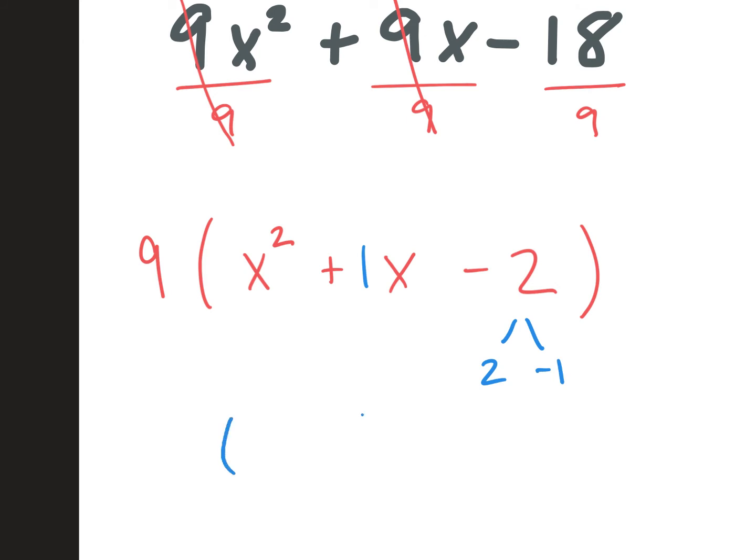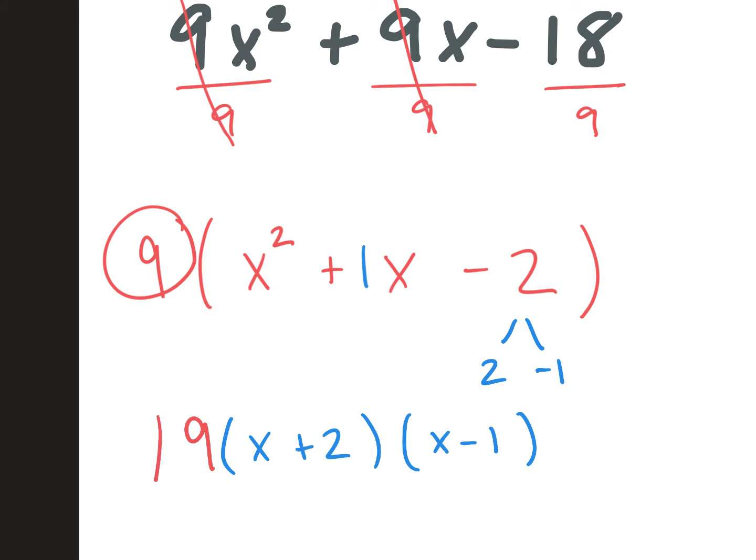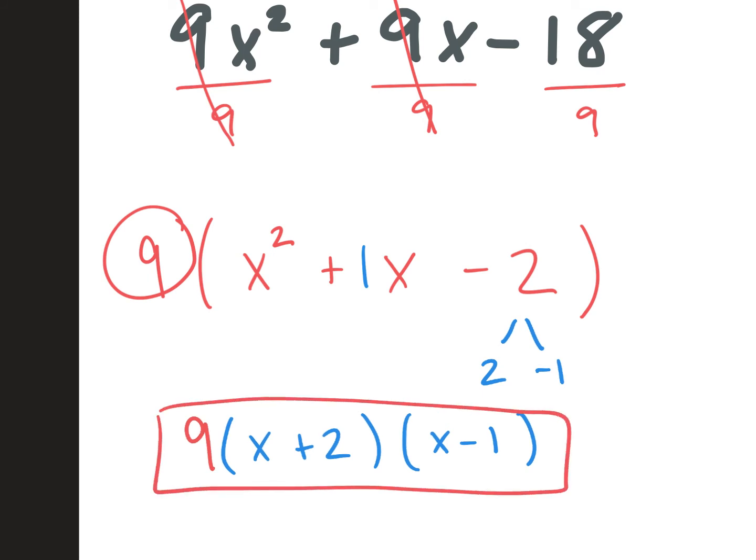So same thing I did yesterday. I need my 2 sets of parentheses. What would go in my parentheses? X plus 2 and x minus 1. And then I took out the 9, so I just have to remember to write that in my answer. So whatever you take out, that greatest common factor that you take out, you have to write that in your answer.